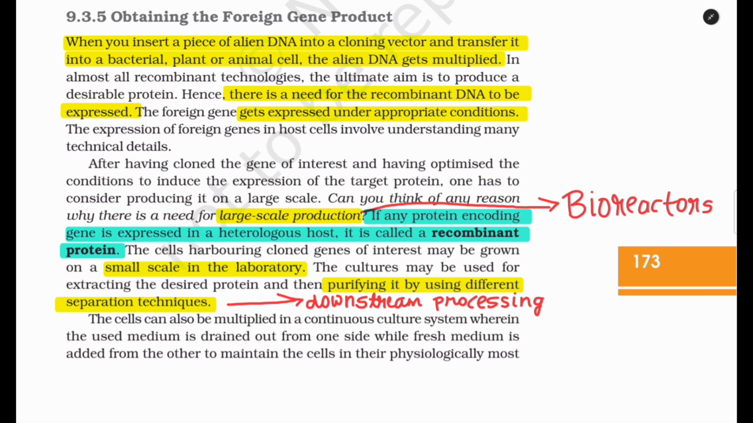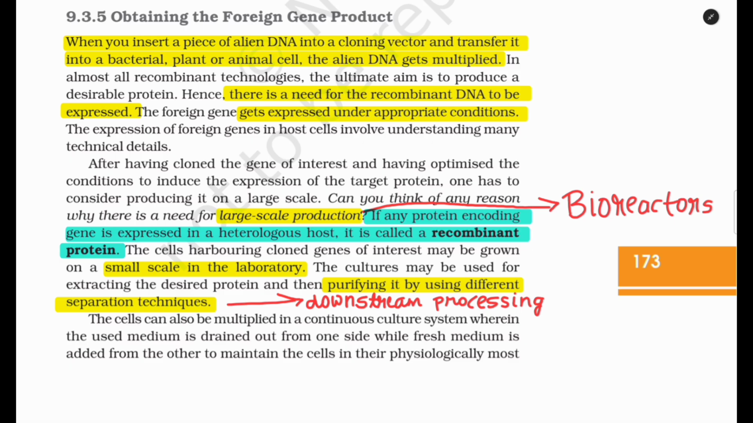9.3.5 Obtaining the foreign gene product. When you insert a piece of alien DNA into a cloning vector and transfer it into a bacterial, plant, or animal cell, the alien DNA gets multiplied. In almost all recombinant technologies, the ultimate aim is to produce a desirable protein. Hence, there is a need for the recombinant DNA to be expressed. The foreign gene gets expressed under appropriate conditions.